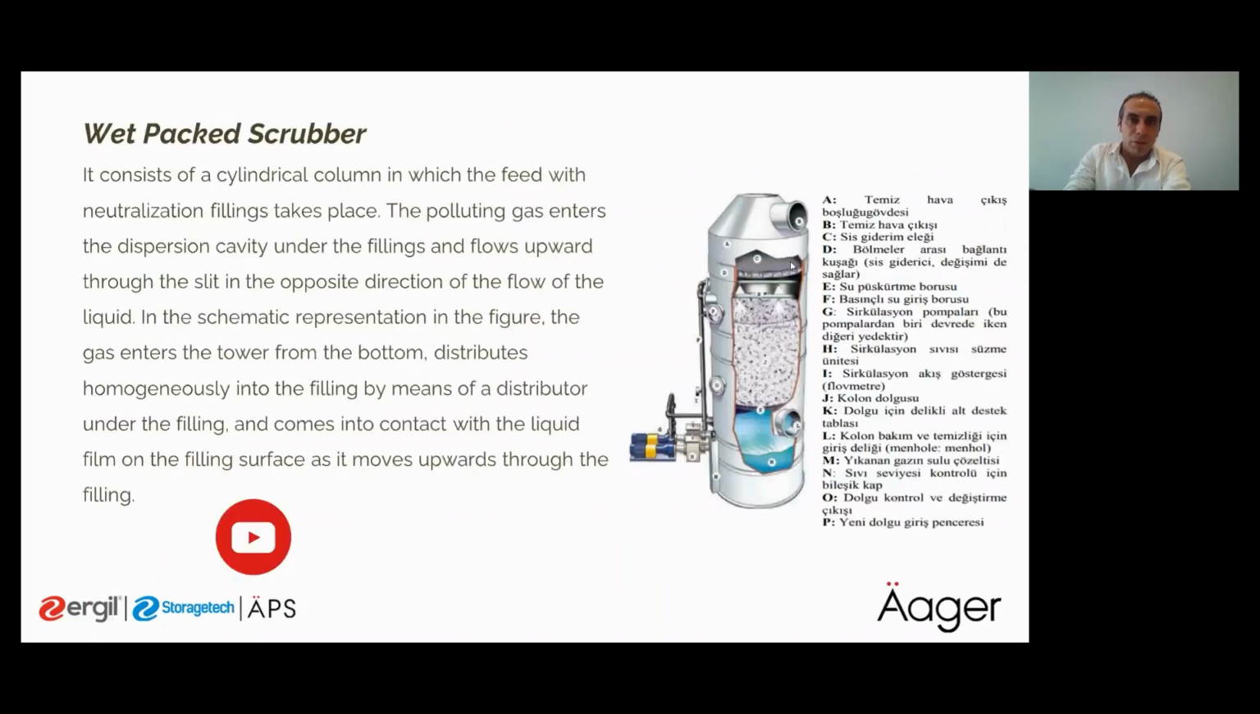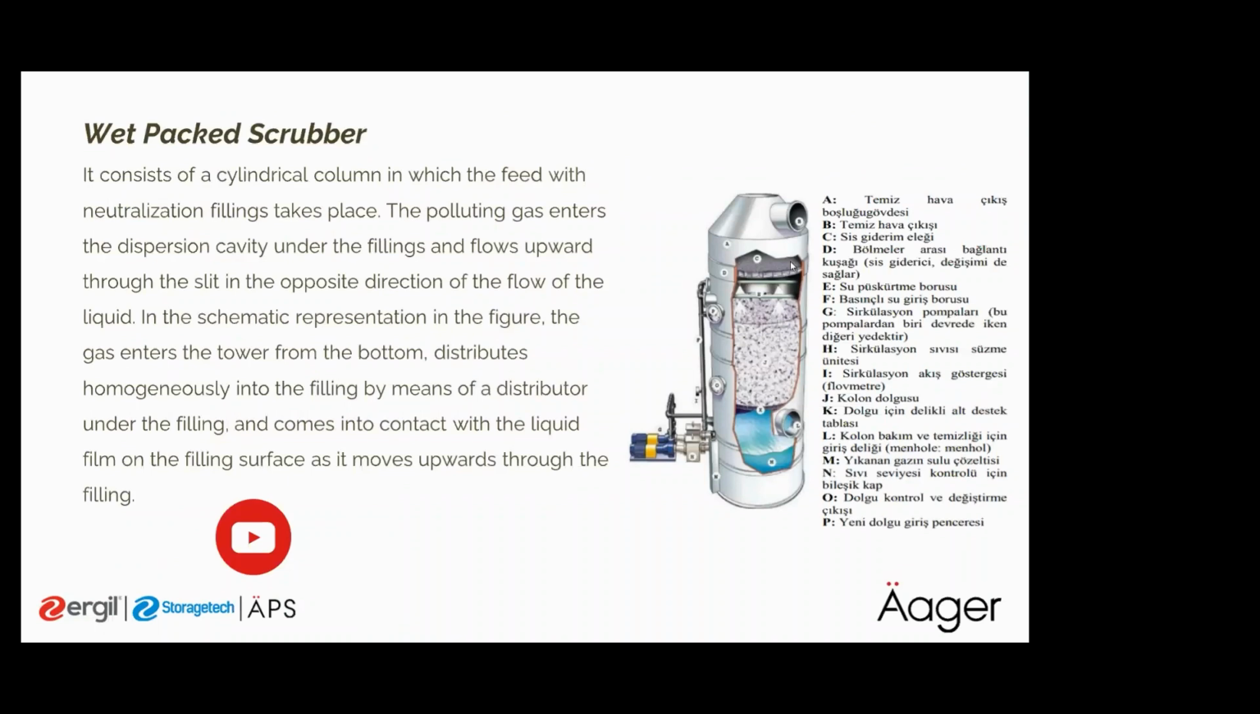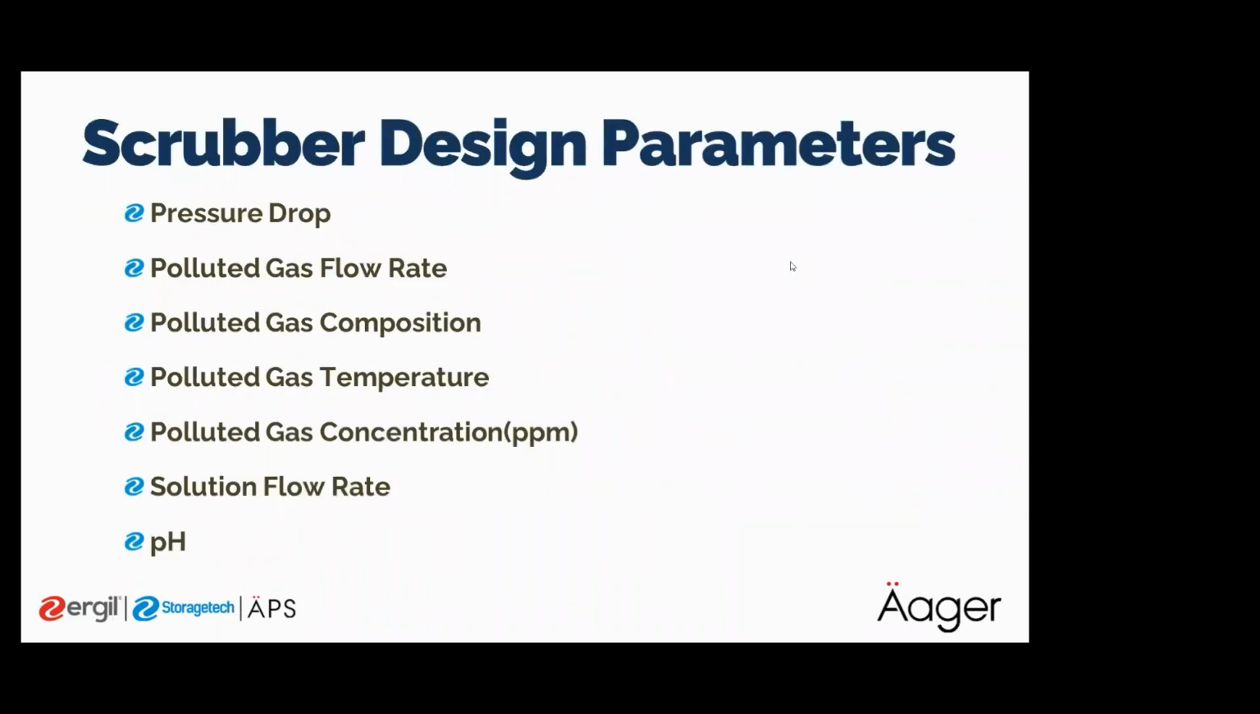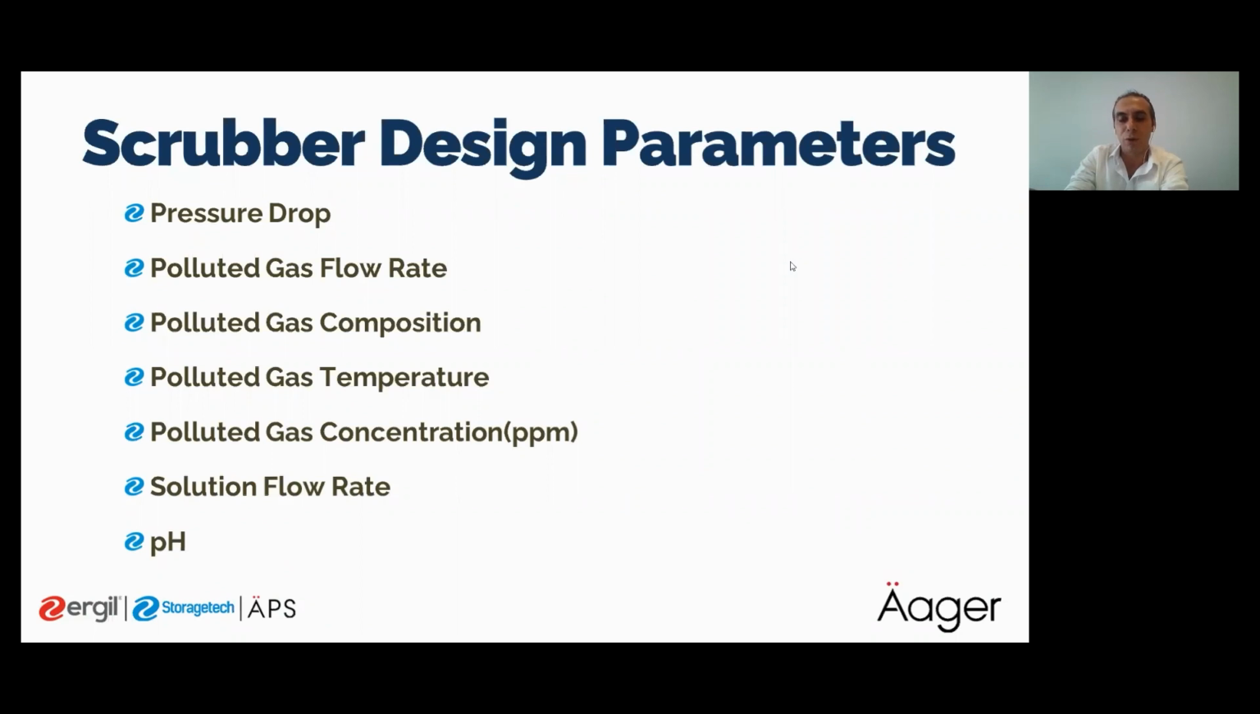Okay. This is the wet packed scrubber, and the design parameters are almost the same for most scrubbers. For the three types of scrubber, the design parameters are the pressure drop, the flow rate, gas composition, gas temperature, gas concentration, and the solution flow rate. And for the three types of scrubber, the dry, wet, and the bioscrubber, we are also adjusting the pH.